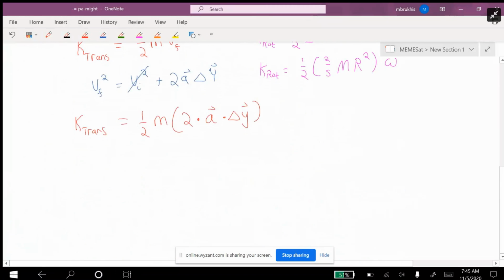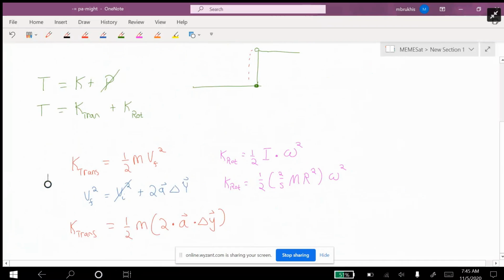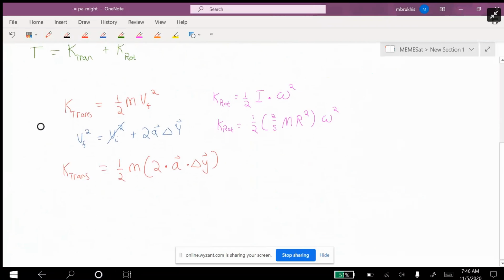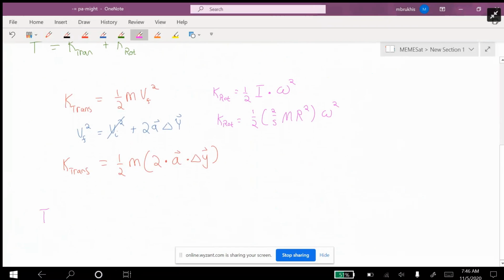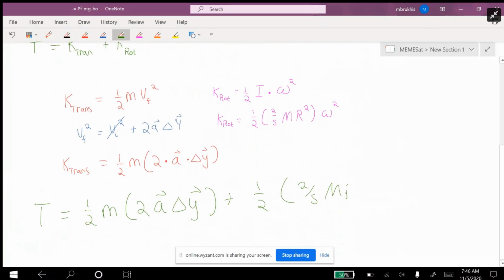So put it all together. Since we know that the total energy is equal to the translational kinetic energy plus the rotational kinetic energy, we can say that the total energy, so let's go back to green, is equal to 1/2 m times 2a delta y plus 1/2 times 2/5 mr squared omega squared.